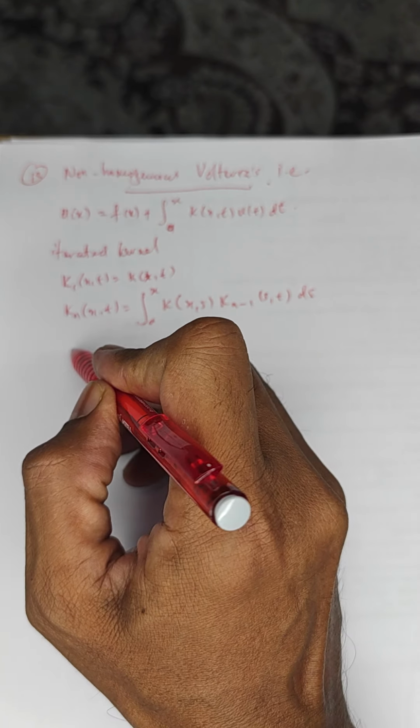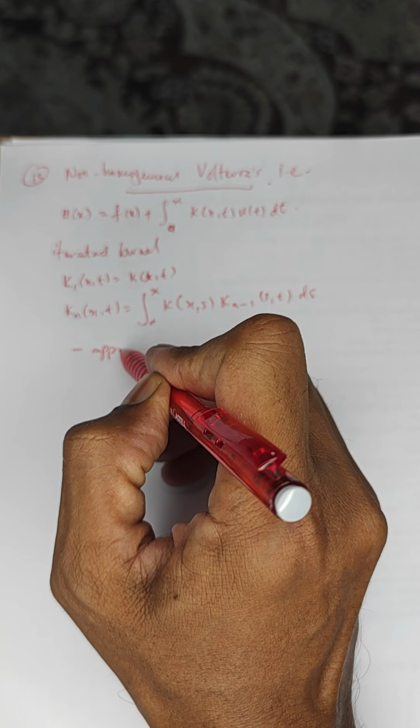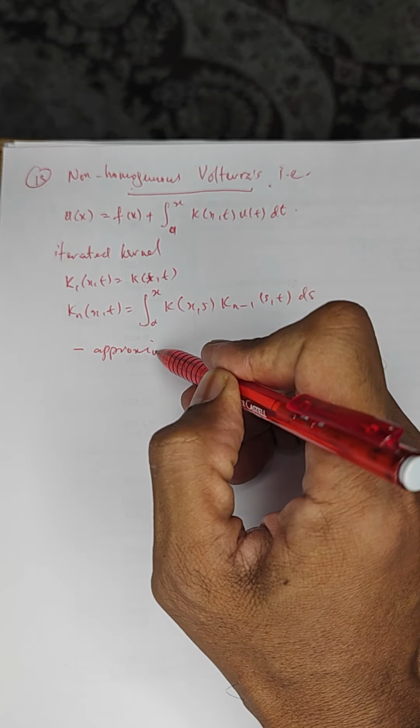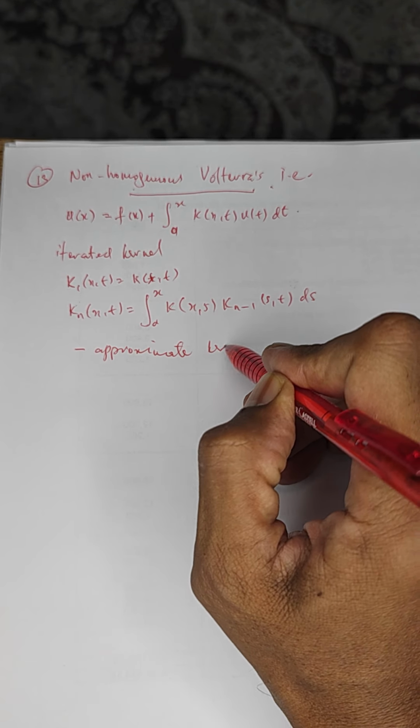So let me write those things. This is also known as the approximate kernel.